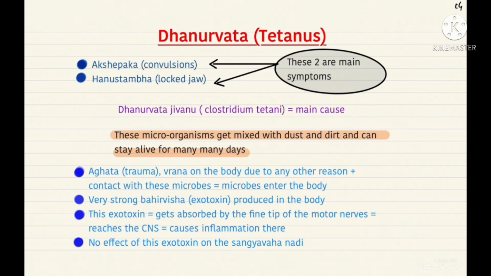So what happens here is that if there is a wound and it comes in contact with dust and dirt, and if the microbes are present there, then the microbes will enter your body through that wound, and then they will produce an exotoxin, which we call Bahirvisha, and this exotoxin will get absorbed by the fine tip of the motor nerves, and that way it will reach the CNS, central nervous system, and there it will cause inflammation.